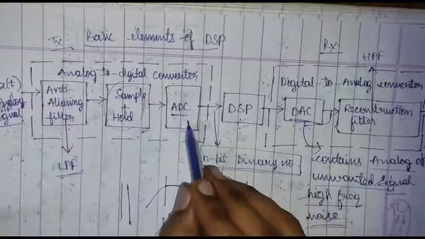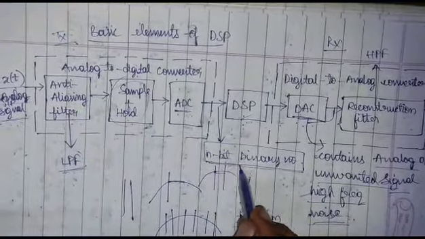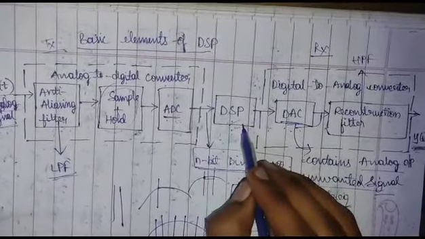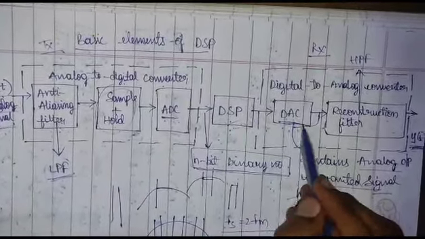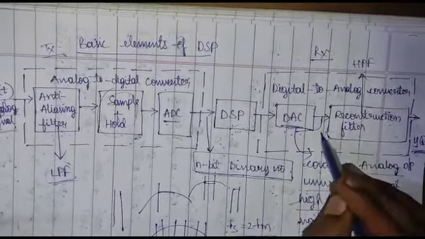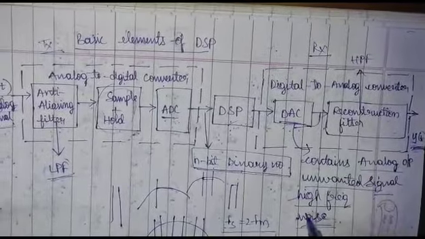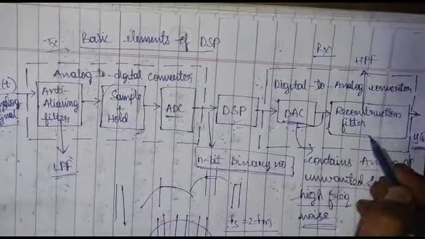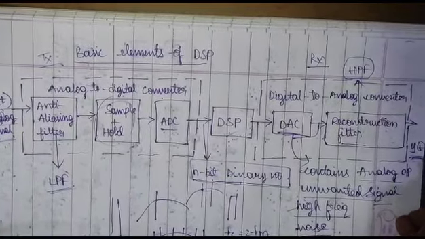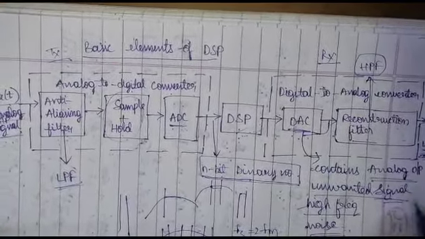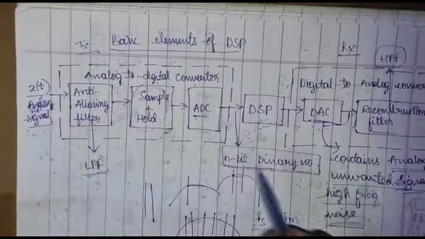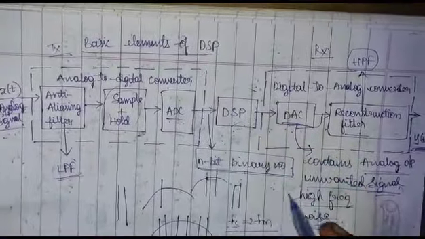This analog to digital converter converts the x of t input signal to n-bit binary, that is in digital format, and this digital format is processed by the digital signal processor and then given to DAC, which is digital to analog converter, which converts this digital data to analog data. And as it contains a lot of high frequency noise, it is given to the reconstruction filter which acts as a high pass filter, and then it is given out to the user as y of t analog output signal, which is the exact signal as x of t, which has undergone some processing by the digital signal processor.